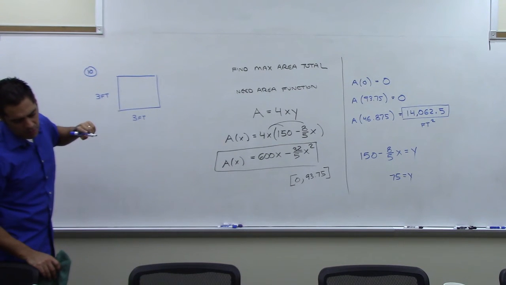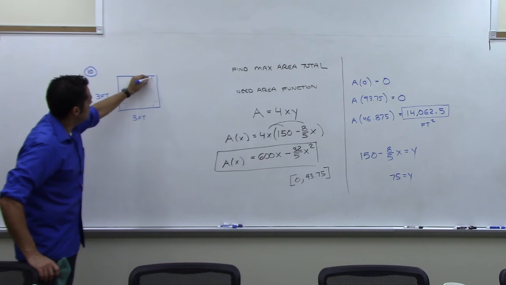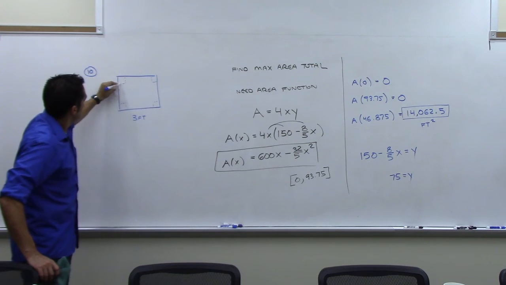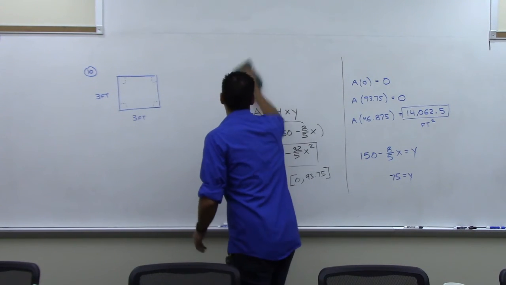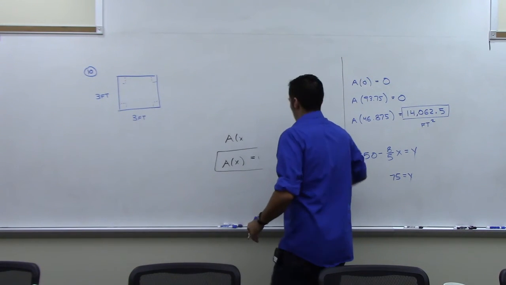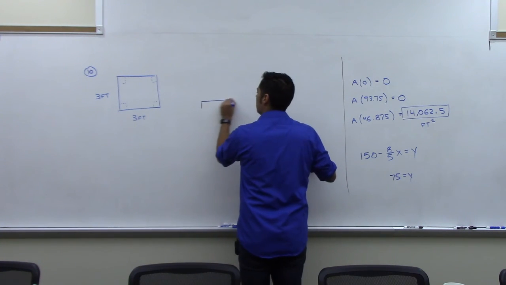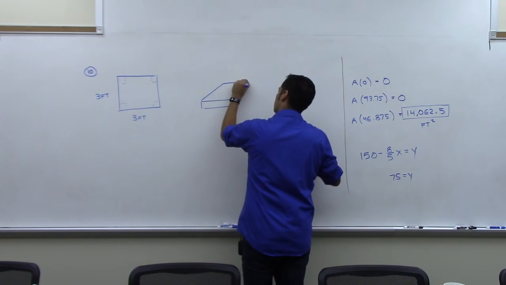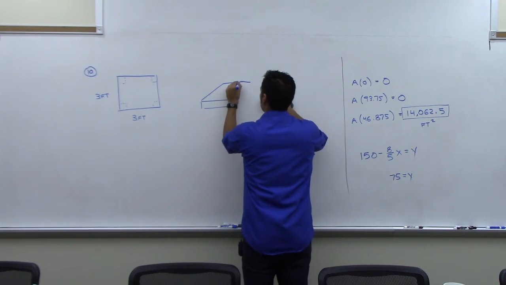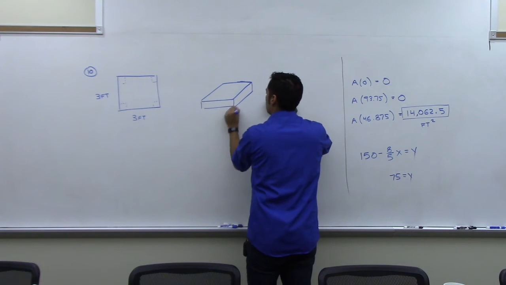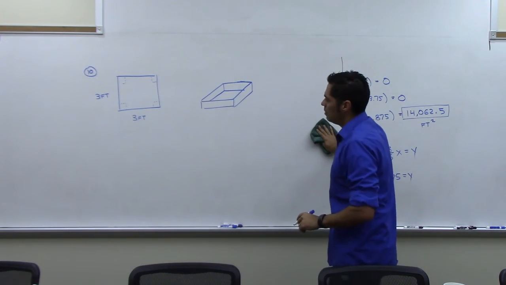We're going to cut out squares from each corner. We're going to bend up the sides. So we did this in class. The only thing is in this one, it's a square. It's not a rectangle. So we're going to fold up the sides and create this open top box out of it. So there's our open top box.